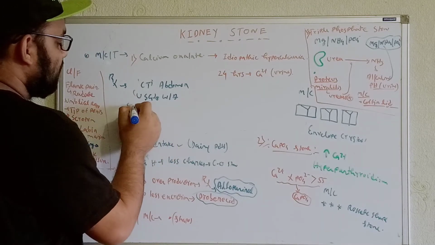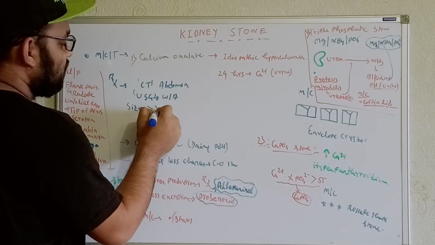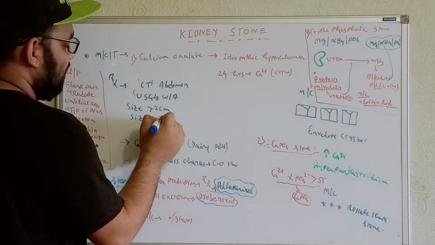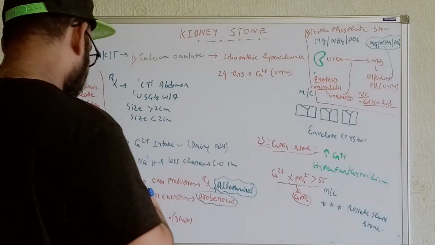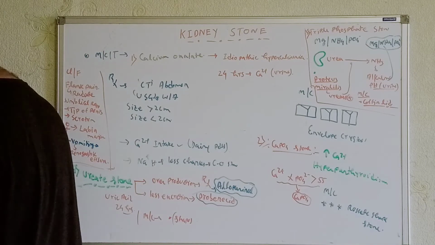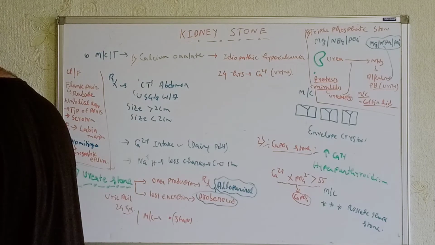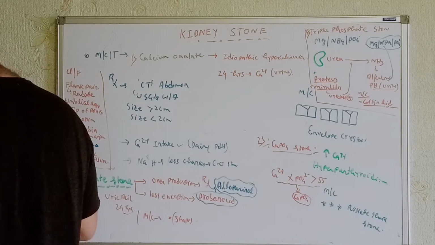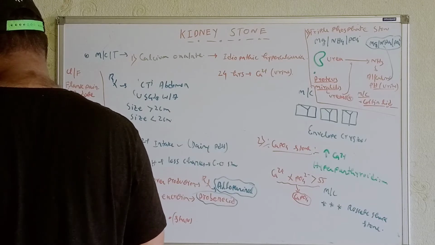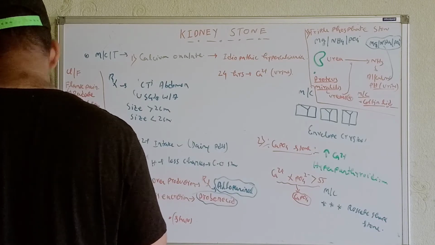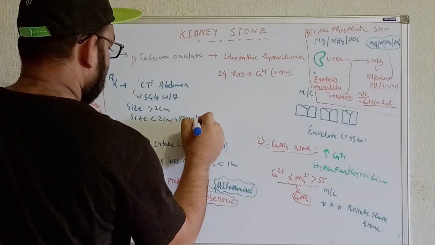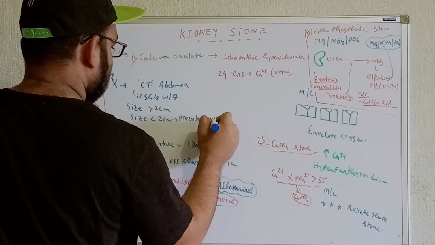If the size of the stone is more than 2 centimeters, and if the size of the stone is less than 2 centimeters, what should be the procedure after that? Okay, that I am going to talk about now. If we get more than 2 centimeters, we are supposed to do percutaneous nephrolithotomy.